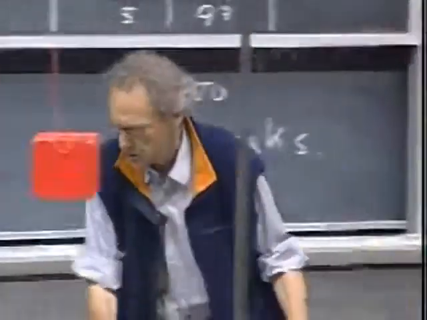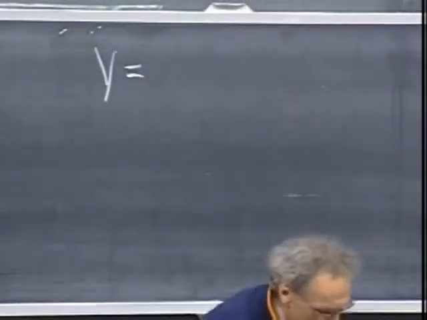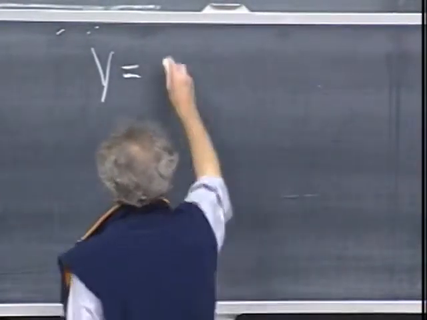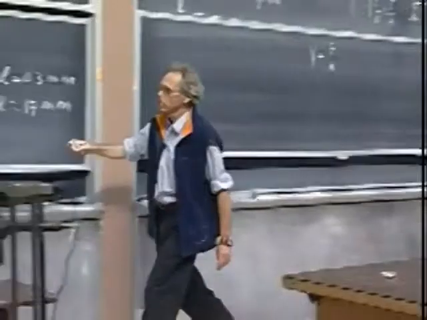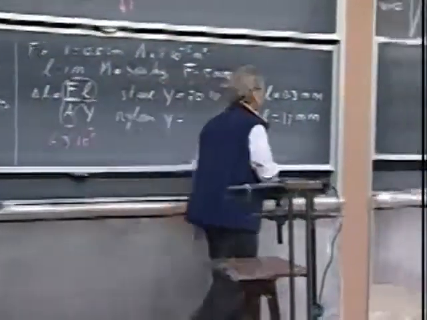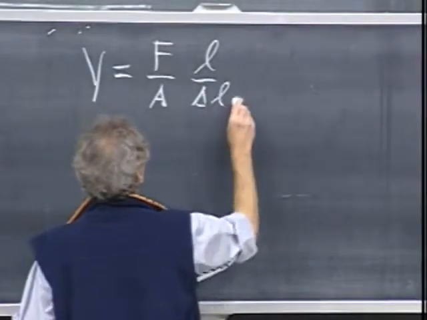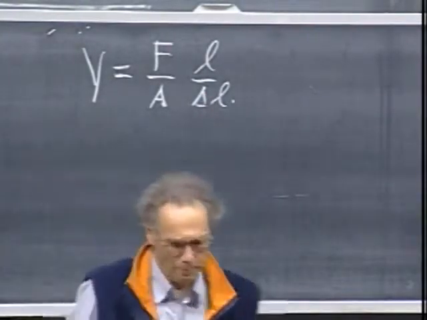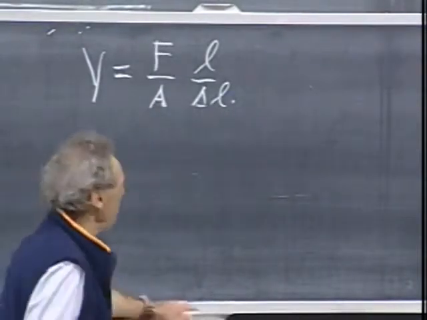So Young's modulus itself equals F divided by A. You have here the equation, Young's modulus equals F divided by A times L divided by delta L. We know what A is, we know what L is. Still on the blackboard there.